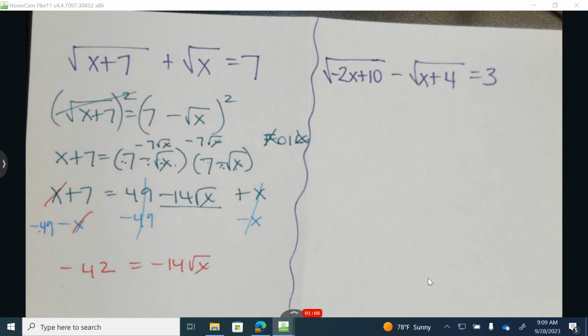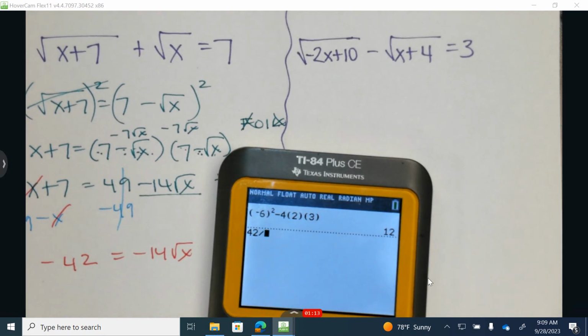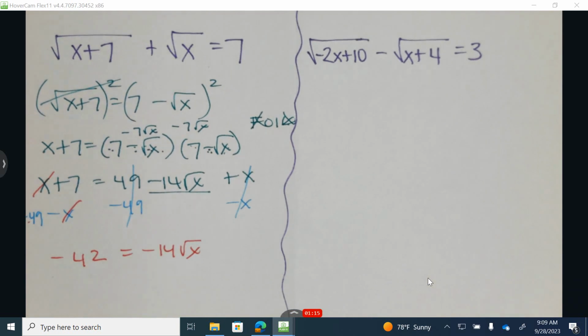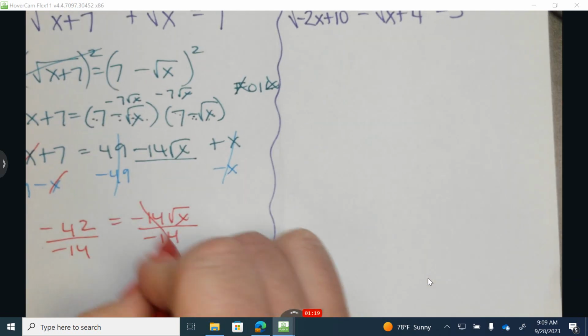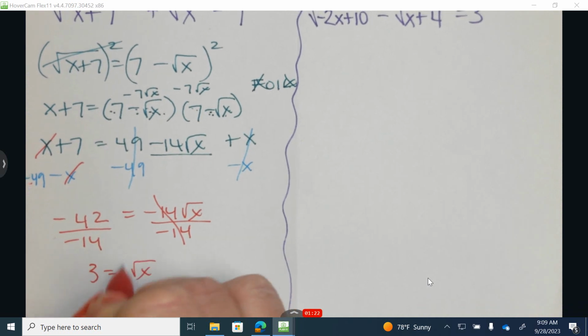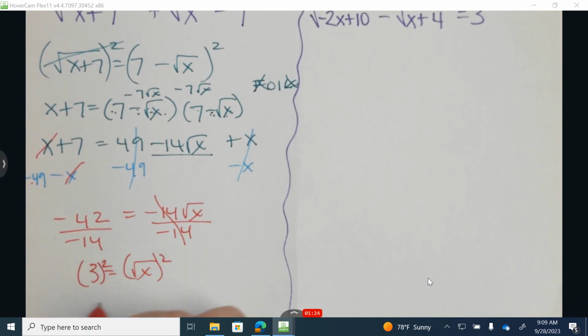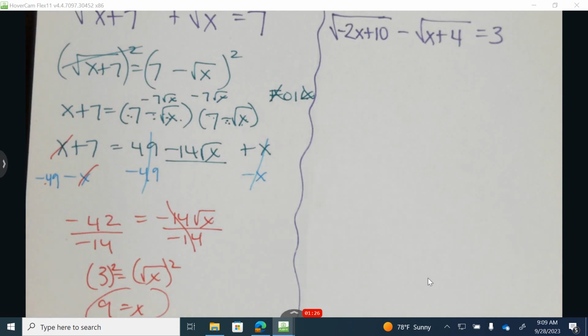So now I ask myself, should I square both sides? Can I divide? So let's see. If I take 42 and divide it by 14, I get a nice answer of 3. So in this case, I think it's going to be to my advantage to divide both sides by negative 14. 3 equals the square root of x. I'm going to square both sides. 9 equals x.